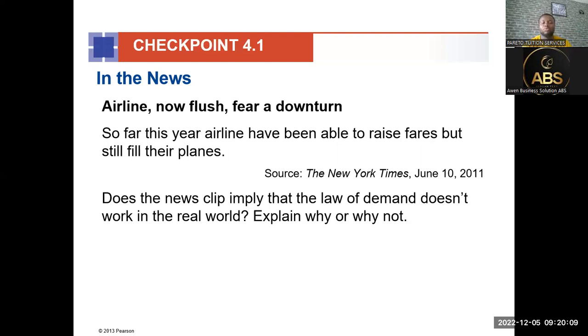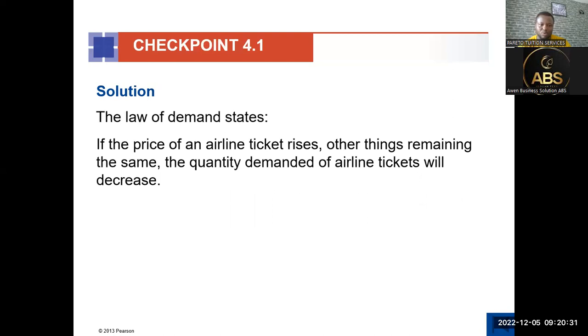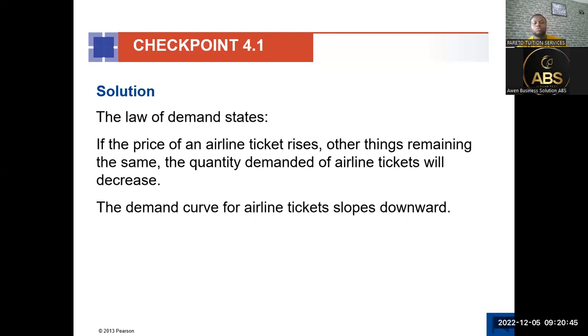It works though, but then we have to hold all the other factors constant. But it's very difficult to come to the real world holding everything constant. It doesn't actually work like that. Okay, so the law works in the real world, but the issue is that we need to hold the other factors constant, and we can't always hold them constant. So if the price of an airline ticket rises, other things remaining the same, the quantity demanded of airline tickets will decrease. This is the law.